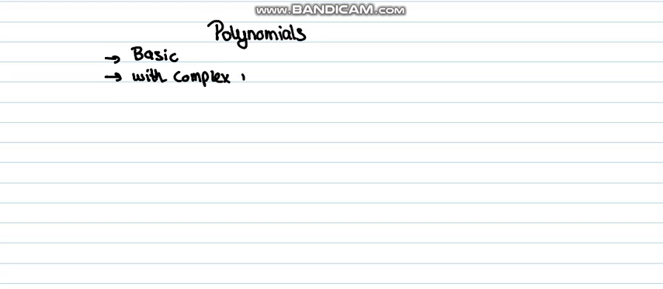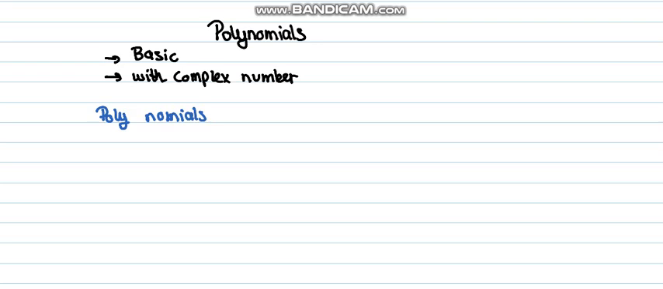Let's start with the P3 chapter. The topic name is Polynomials. Basically, in exam, two types of questions occur. One is a basic polynomial question, and the second one is with complex numbers. Term polynomials.